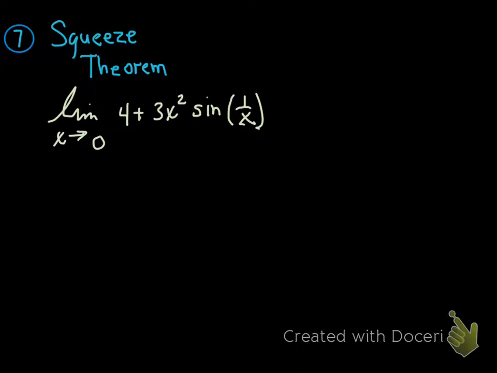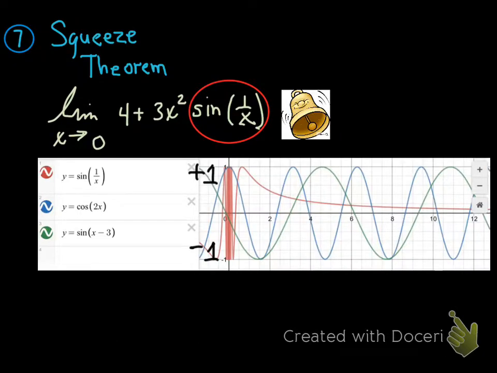And what catches my eye here, and I have bells going off in my head when I see it, is that sine 1 over x. Now, I'm going to show you something that's going to look very complicated, but something in common with these graphs. Check this out. I know, it's a messy picture. But I've got 3 functions on the left. The sine of 1 over x, the cosine of 2x, and the sine of x minus 3.